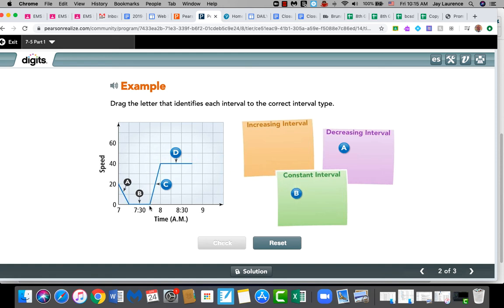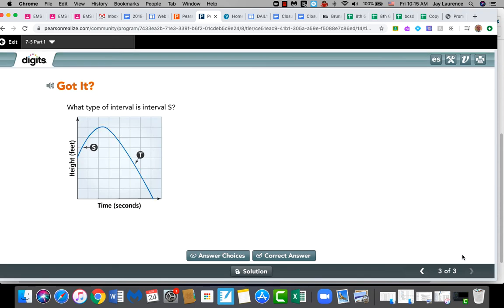Okay, now at 7:45, they get back in their car and they begin to drive, and they speed up over the course of 15 minutes. Again, they're taking a long time to speed up, but this is an increasing interval. And then finally, they get to 40 miles an hour, and they drive that speed for 45 minutes. That is a constant interval. There's no change in it.